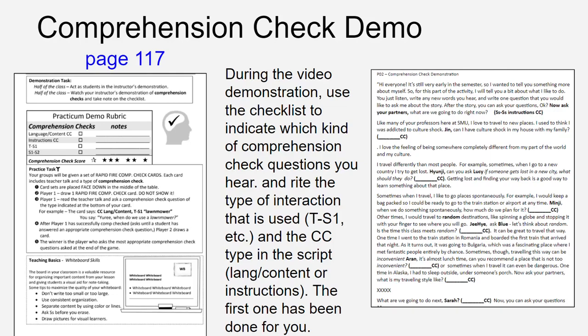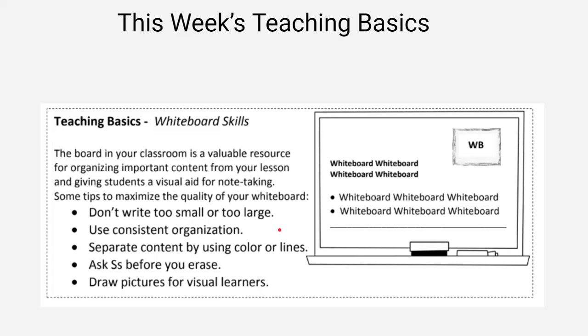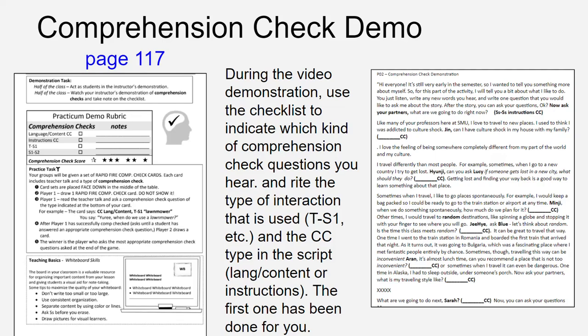Also, you want to make sure you separate content by using color or lines. This is just a good organizational habit. If you have, for example, new words that are always red, or you have a line separating vocabulary versus different activities that you have, different scaffolding on the whiteboard separated by color or lines.